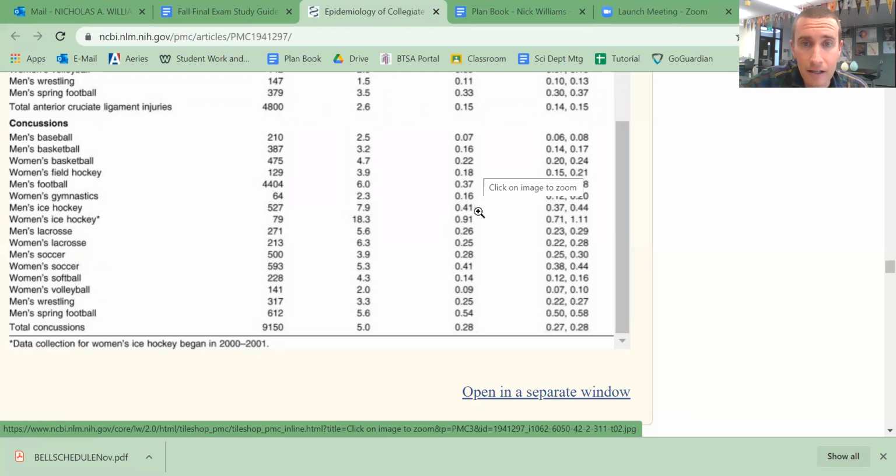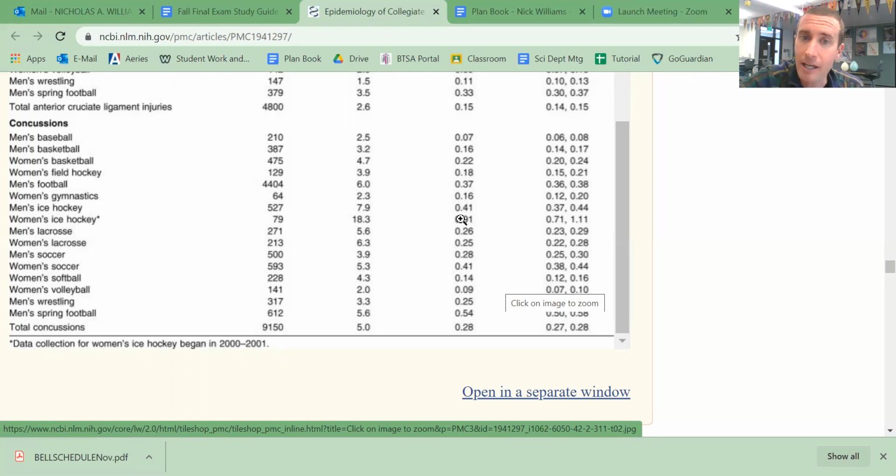Men's ice hockey has a higher rate than men's football, 0.41 instead of 0.37. I'm guessing that's because you're on a really hard surface. You're on the ice. And then, whoa, women's ice hockey, 0.91. That is a real standout. Another high one is women's soccer and men's spring football. It looks like high concussion risk is associated with hitting something with your head, like women's soccer, where you'd be doing headers. The chance of connecting your head on something would be really high.